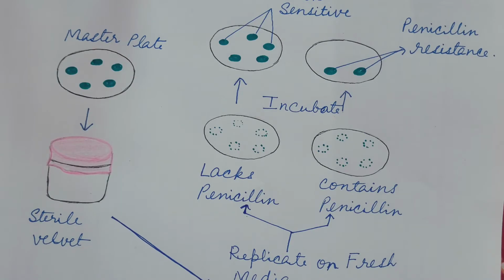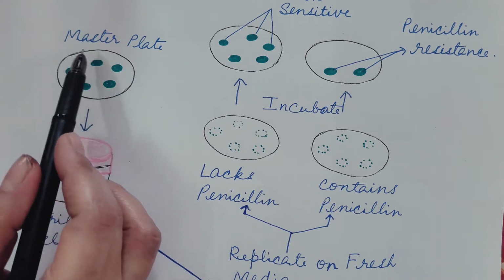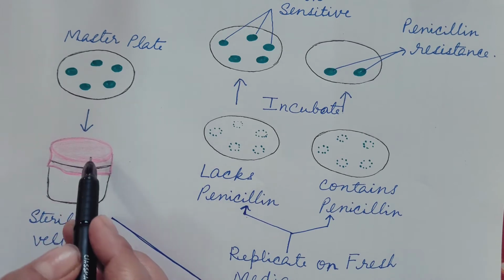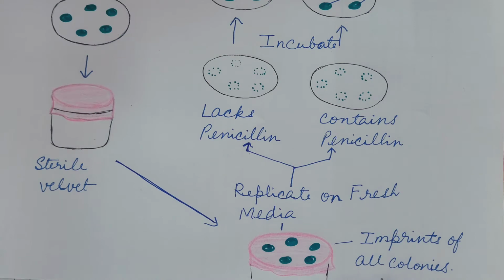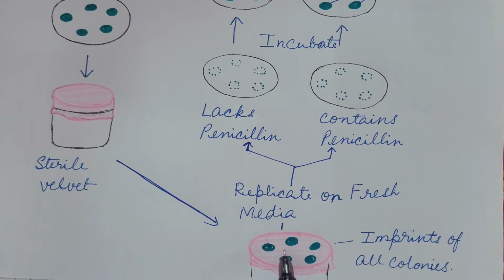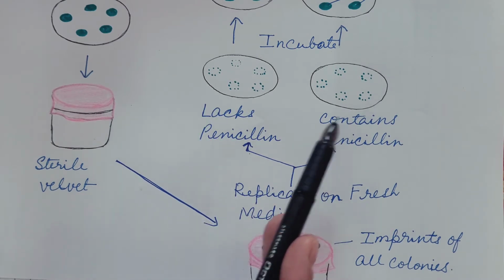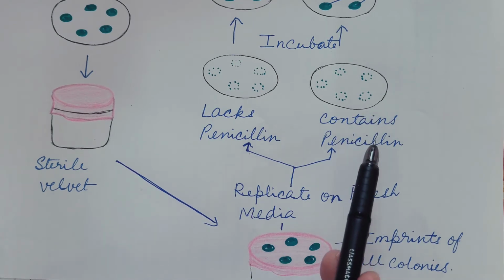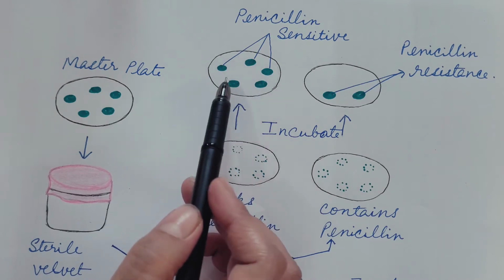Let us understand this Lederberg's replica plating experiment with this figure. This is the master plate, that is, the agar-containing medium on which the bacterial cells, that is E. coli, are grown. Then the sterile velvet is pressed against this. It gives imprints of all colonies. Then this is pressed against two fresh media, one which lacks penicillin and the other which contains penicillin.